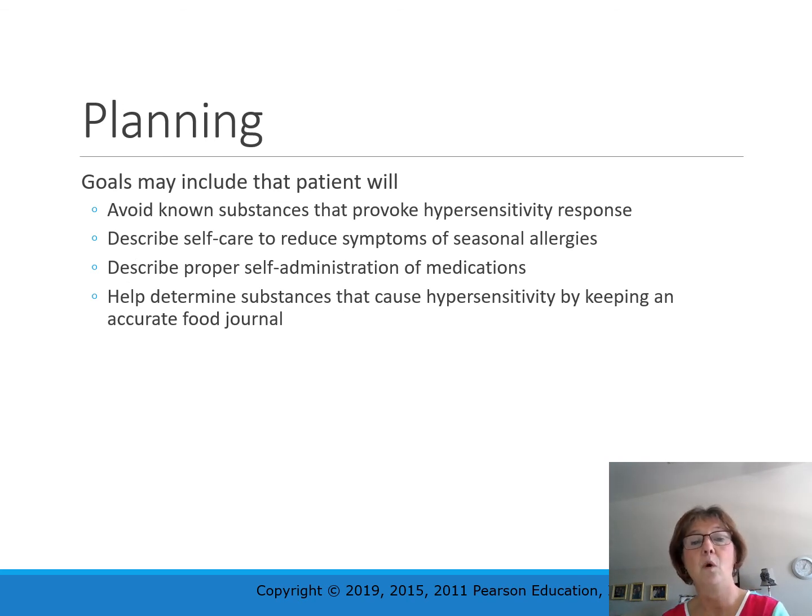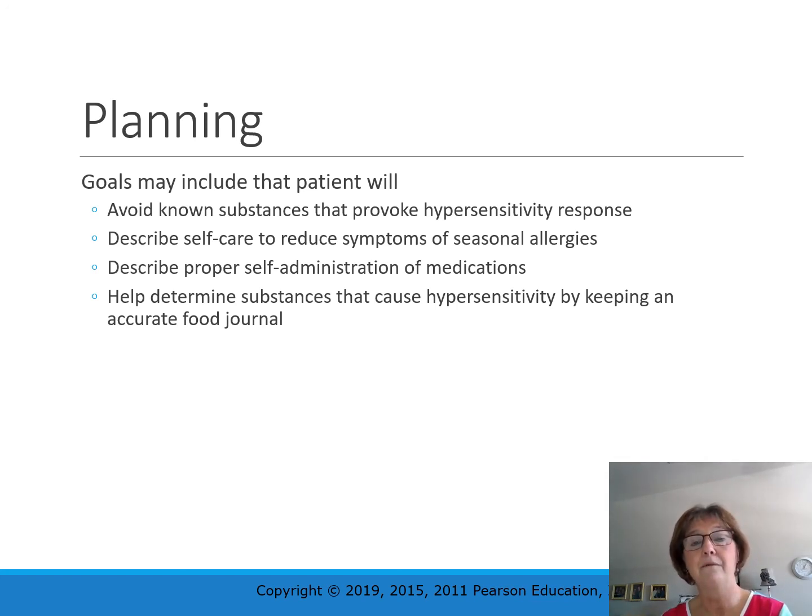Goals: they will avoid known substances that provoke the reactions. Describe the self-care that they need to do, especially during seasonal allergies. Talk to your school nurse. Make sure they have, and they're required to have this anyway, the medications and stuff that you need to use, those types of things.